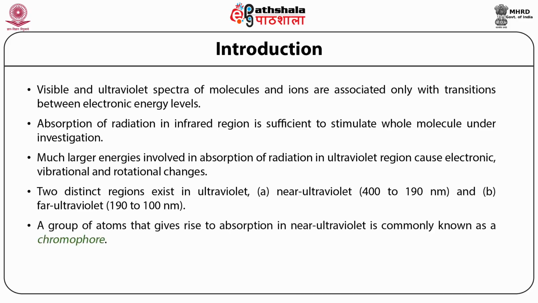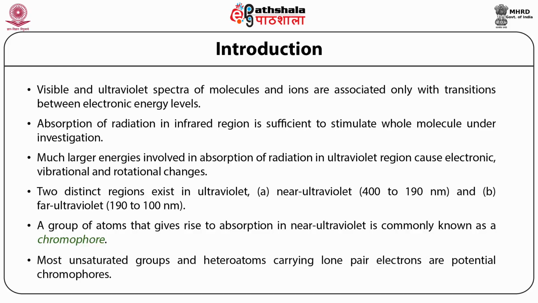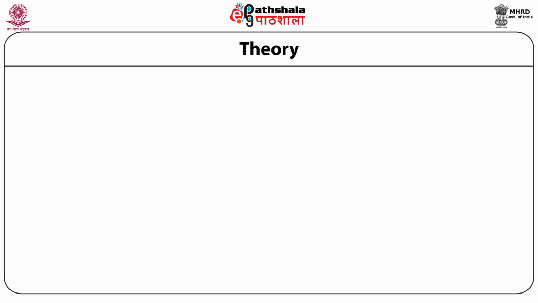A group of atoms that gives rise to absorption in the near ultraviolet region is commonly known as a chromophore. Most unsaturated groups and heteroatoms carrying lone pairs of electrons are potential chromophores and are the main subject of structure elucidation in the near ultraviolet region. Theory of ultraviolet and visible spectroscopy is based upon molecular orbitals.